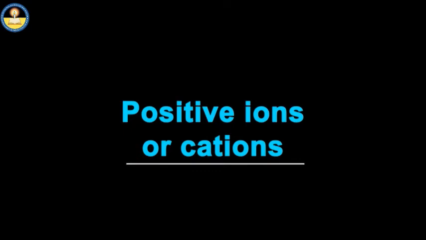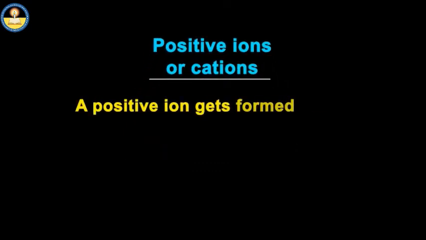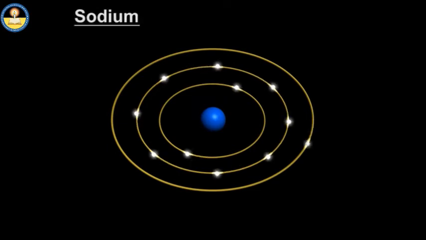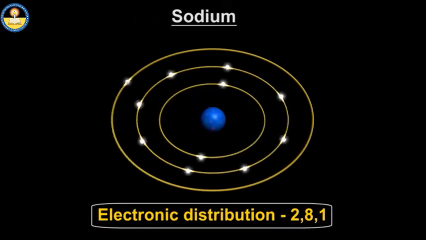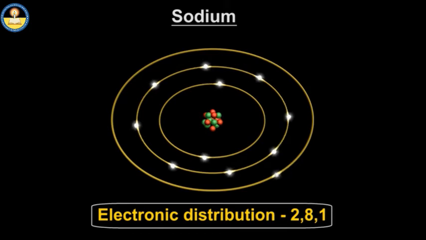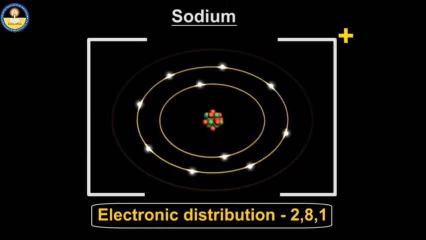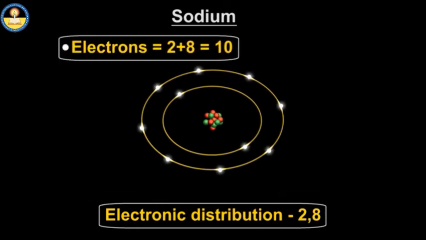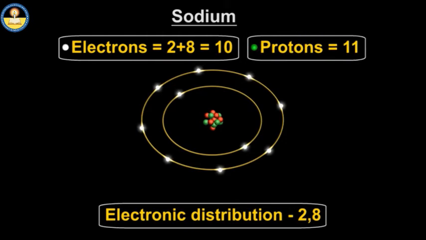More about positive ions or cations. A positive ion gets formed when an atom loses one or more electrons. For example, the electronic distribution in sodium is 2, 8 and 1. It loses one electron to form a positive ion with electronic distribution 2 and 8. Since in an ion, the number of electrons, 2 plus 8, is 1 less than the number of protons, that is 11, it has 1 unit positive charge.